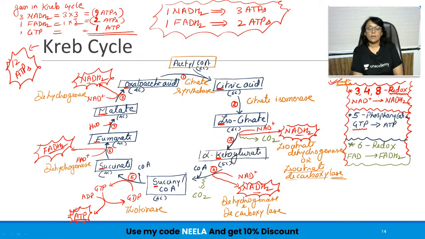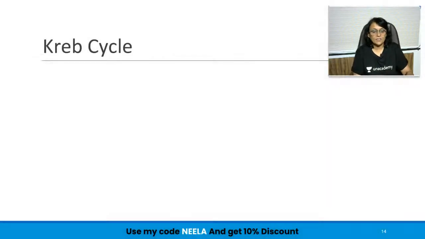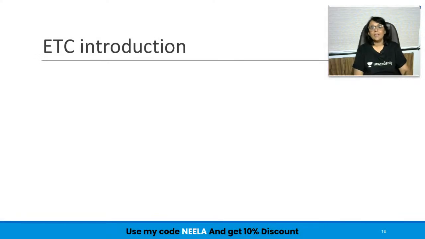So if this is clear, then we will move to the next thing, and that next thing is energy gain. Or okay, I have done the energy gain here itself, so we can skip this. And now let us come to the electron transport chain, the introduction part.